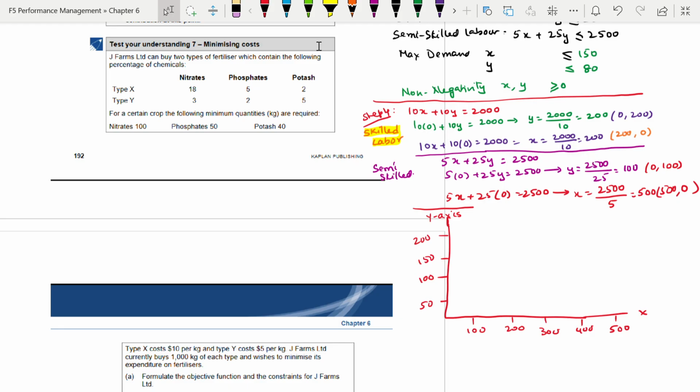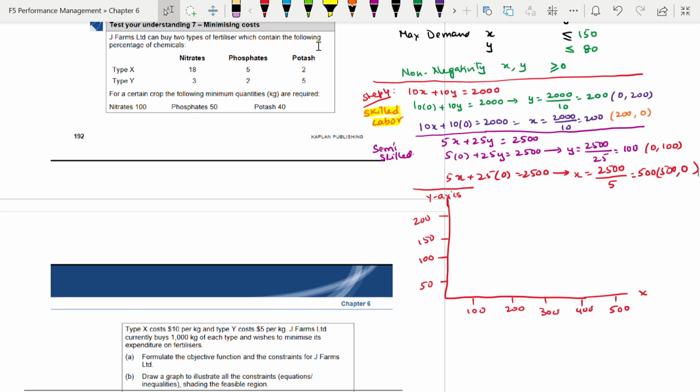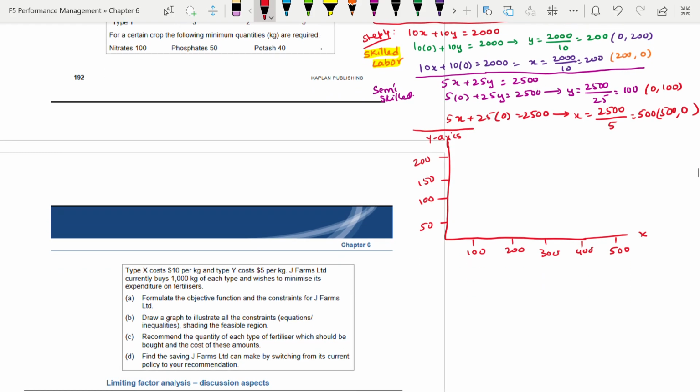Okay. Now, first, what is there? We have to take 10x plus 10y. 10x plus 10y is how much? 0. It is 0, so 0 and 200. X is 0 and y is 200.